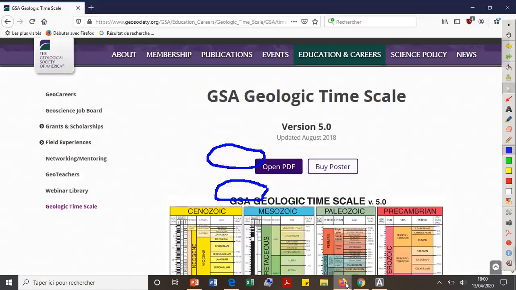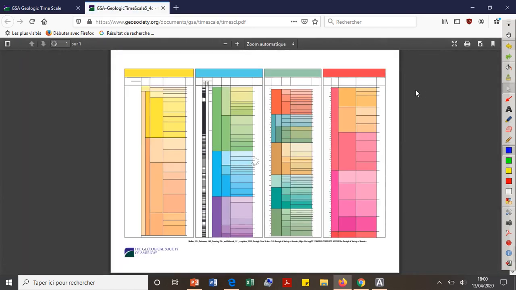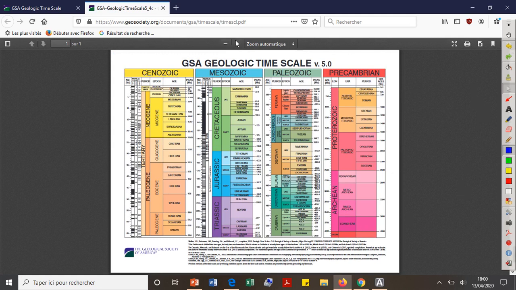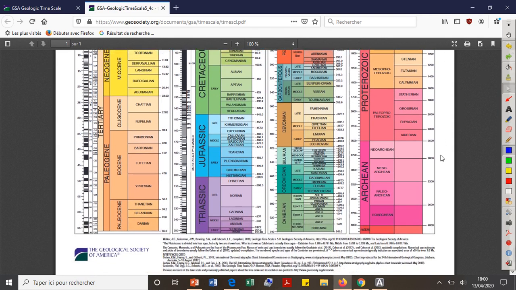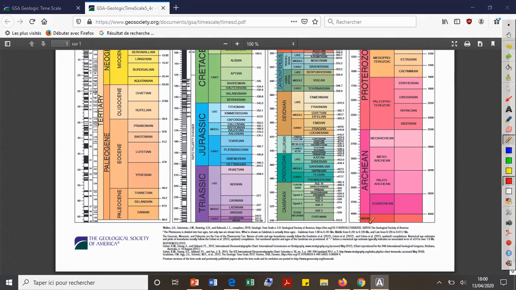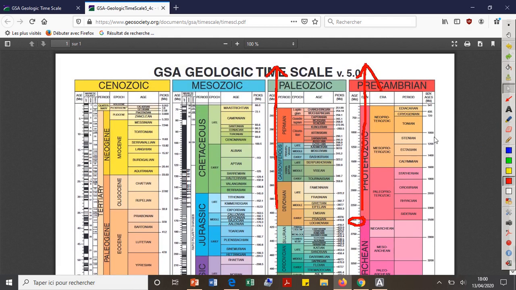There's a very good internet site by the Geological Society of America where you can see this timescale. So it starts, if we zoom in a bit, here at 4.5 billion years, so 4,500 million years, and so this is going towards more recent times, and we end up with today here.